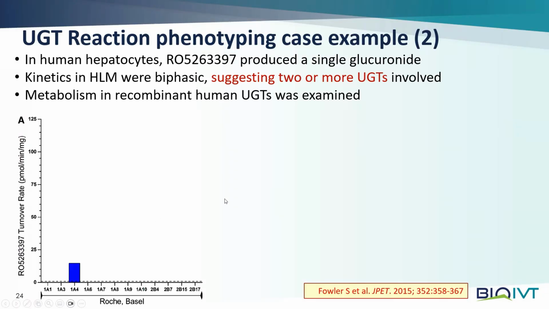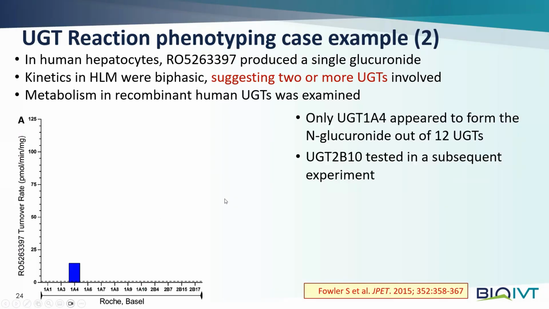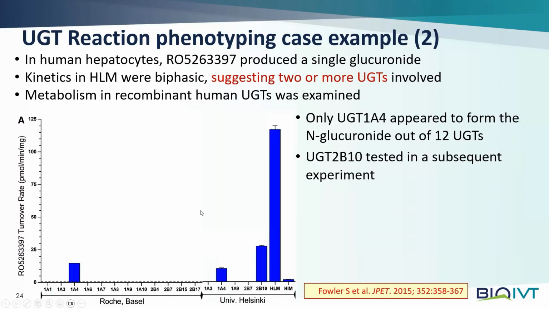But in the next experiment, they actually looked at UGT2B10. So University of Helsinki actually produced the UGT2B10, and they compared it with 1A4 and human liver microsomes versus human intestinal microsomes. You can see the highest rate of formation was in 2B10 and human liver microsomes, which fits with the expression of UGT2B10 in the liver.